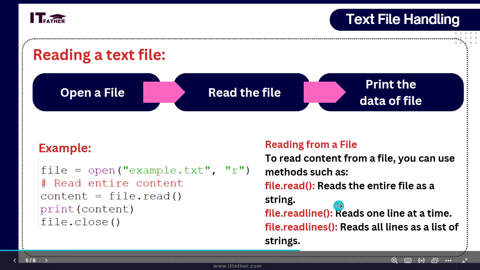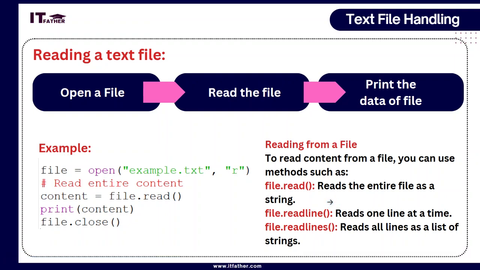Okay, so reading files involves three functions: read, readline, and readlines. The read function reads the entire file as a string, readline reads one line at a time and returns it in the form of a string, but readlines will read all the lines of the file and transfer each line as an element of a list.